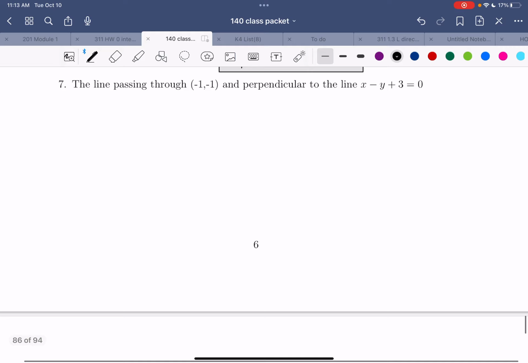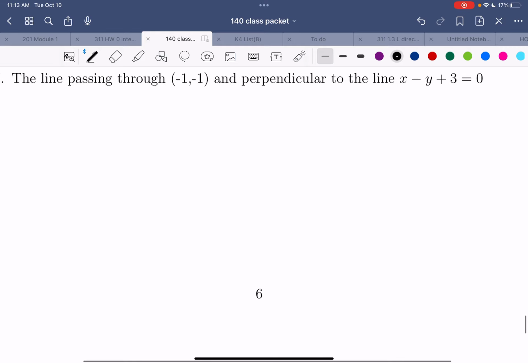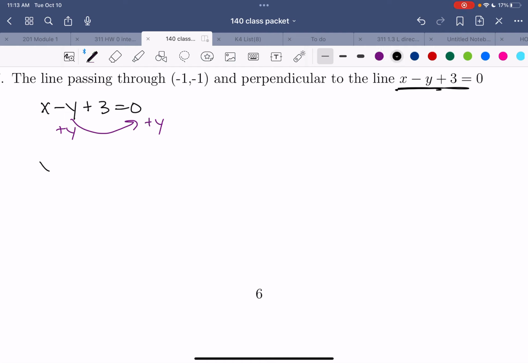And our last one, let's go ahead and look at this one. This one's perpendicular to this line. So again, we're going to start with that line that they've given us, and we're going to solve this for y. So I'm going to move the y to the other side. So add y to both sides. That gives us x plus 3 equals y. If you like, you can flip it around. So y equals x plus 3. And then the slope is the number that sits in front of the x. Well, there's nothing there, so it's understood to be a 1. So the slope is going to be a 1.